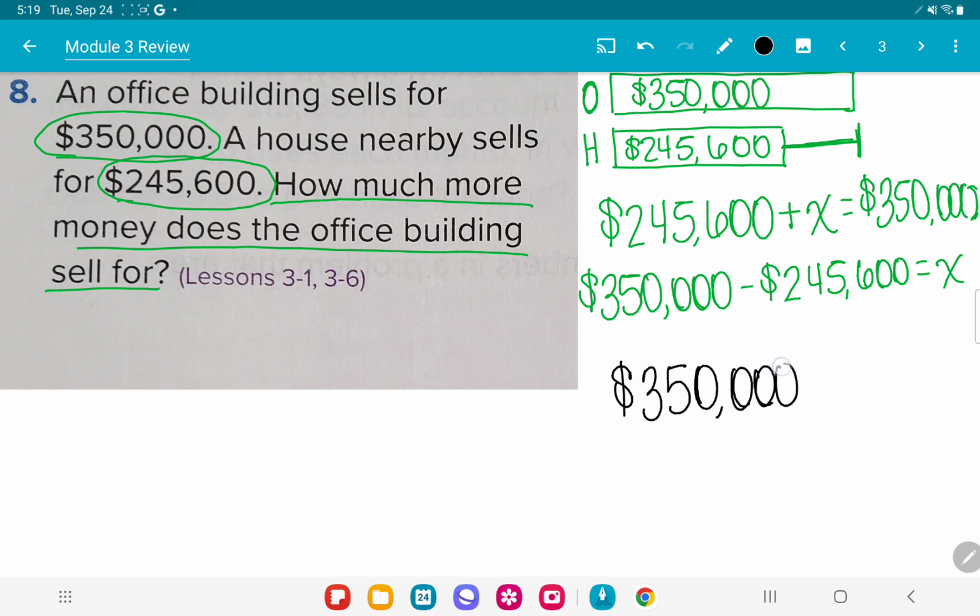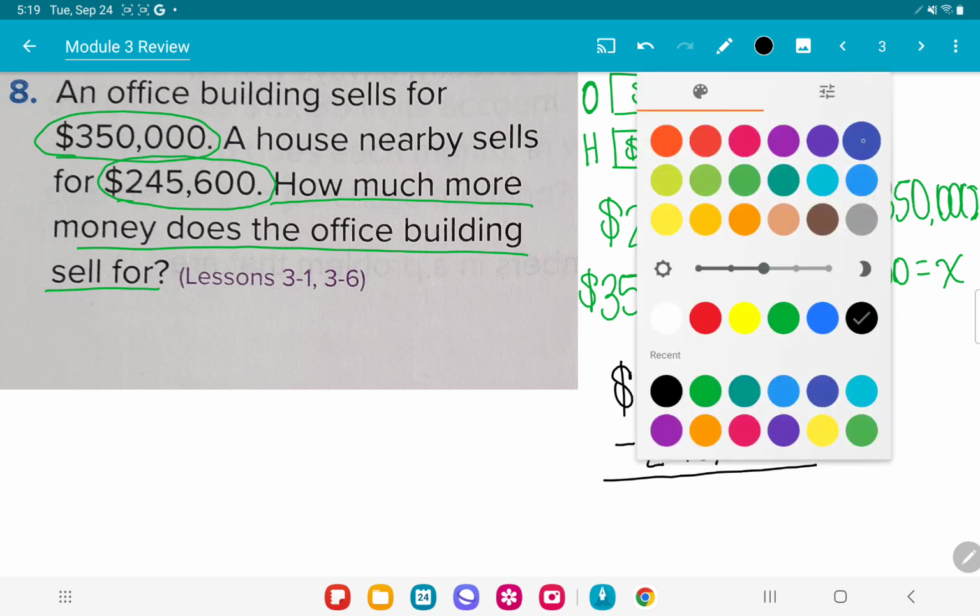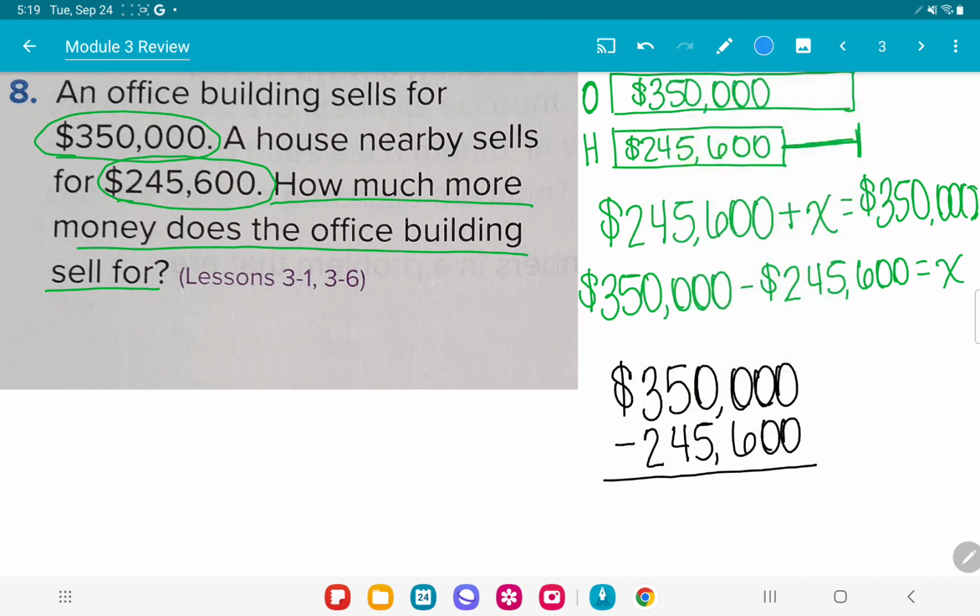$350,000 is the total amount. I'm taking away the part that it cost to buy the house, $245,600. Change colors so that we can easily see what we're doing here. When I use the standard algorithm, I've made sure all my place values are lined up correctly. And I start in my smallest place value and I work my way to the biggest. So 0 ones minus 0 ones is 0. Now I move to my tens place. 0 minus 0 is 0 again.